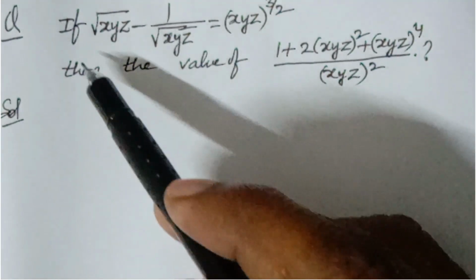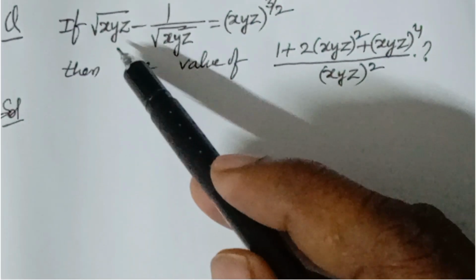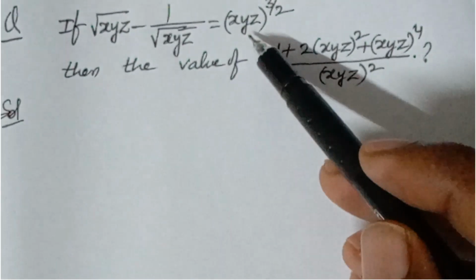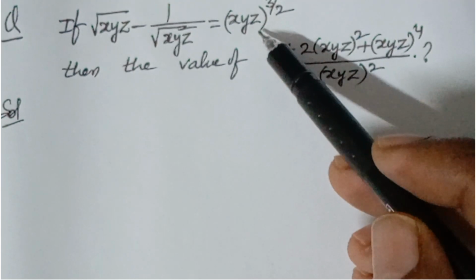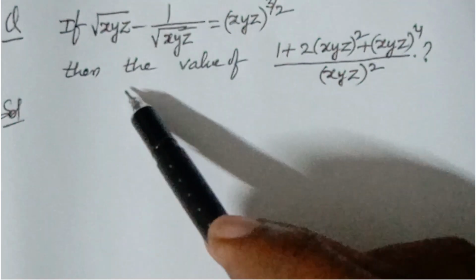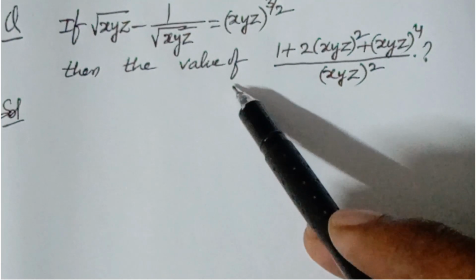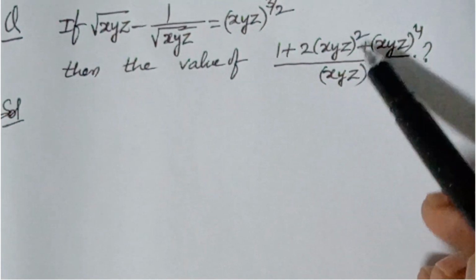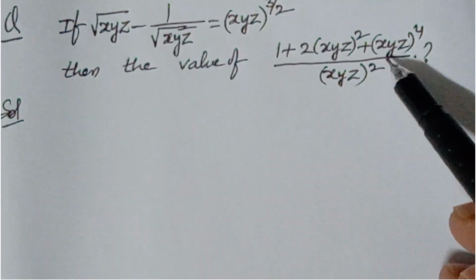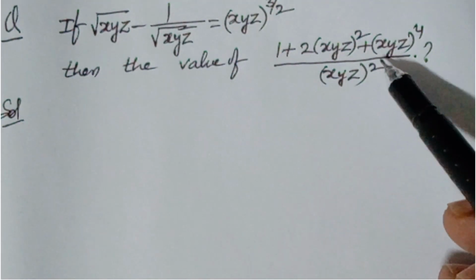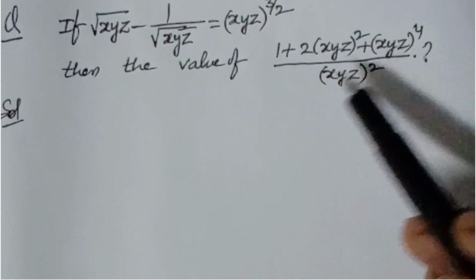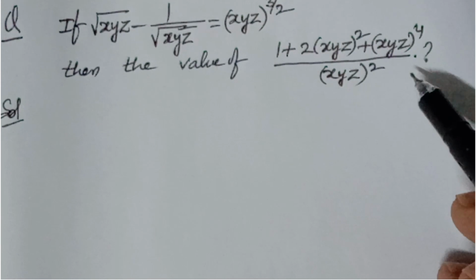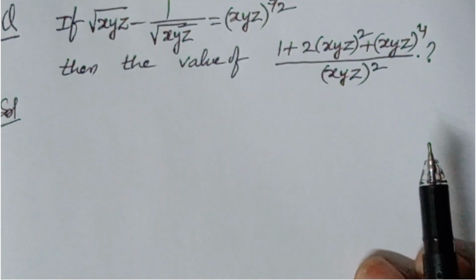In the following question, given that root of xyz minus 1 by root of xyz is equal to (xyz) to the power of 3 by 2, then you have to find the value of (1 plus 2 (xyz)^2 plus 1) by (xyz)^4 divided by (xyz)^2. You have to find the value of this expression.